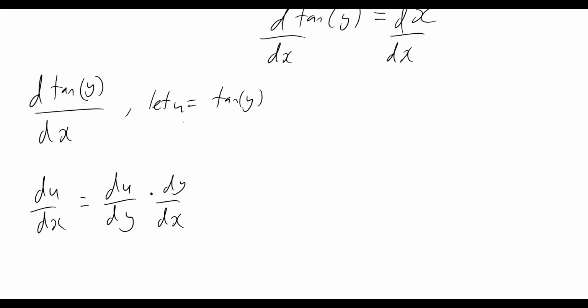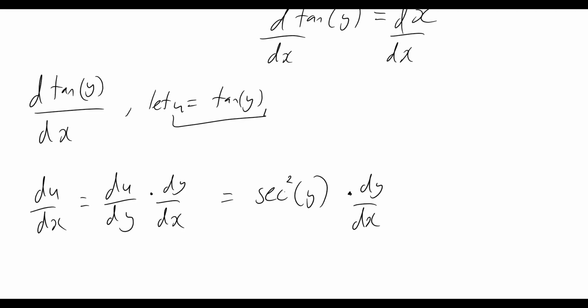Okay, so du/dy, well, let's just differentiate this equation here with respect to y, and let's see what we get. So that's now going to become simply sec squared of y, and then times dy/dx. Okay, so we don't need to go through all of this extra work here, but this is just to help illustrate exactly what's going on.